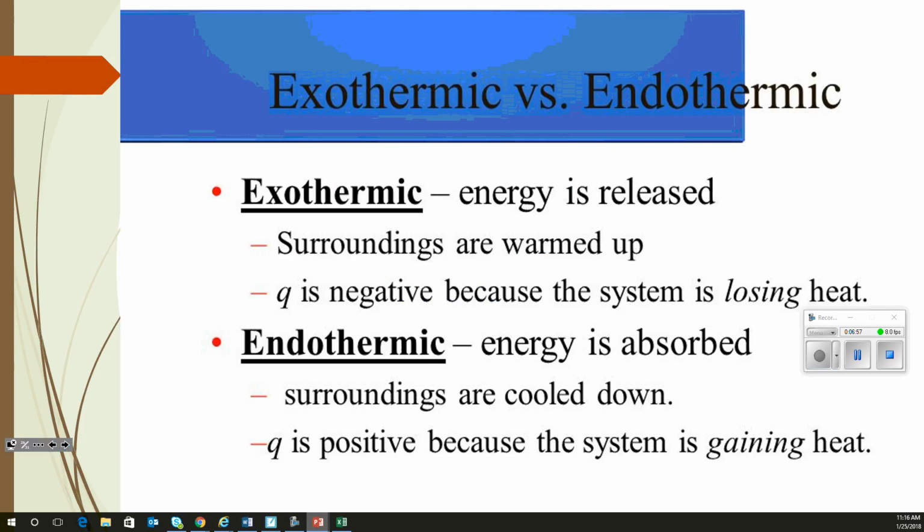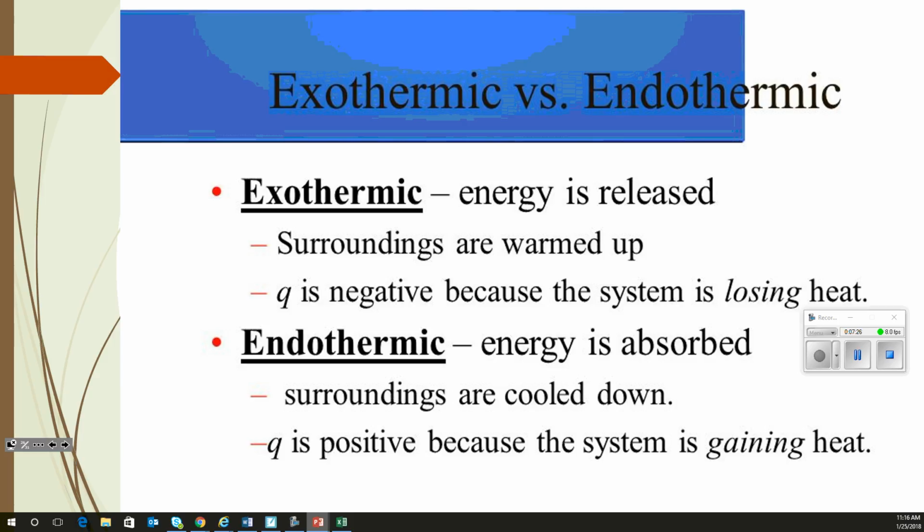Then we're going to talk about exothermic and endothermic reactions. Exothermic, remember, is heat energy being released, and endothermic is energy being absorbed. Thinking about what we did before, we've talked about exothermic and endothermic. The only difference here is that for exothermic, Q would be negative, and for endothermic, Q would be positive. So in our equation that we just did, Q equals mCp delta T.